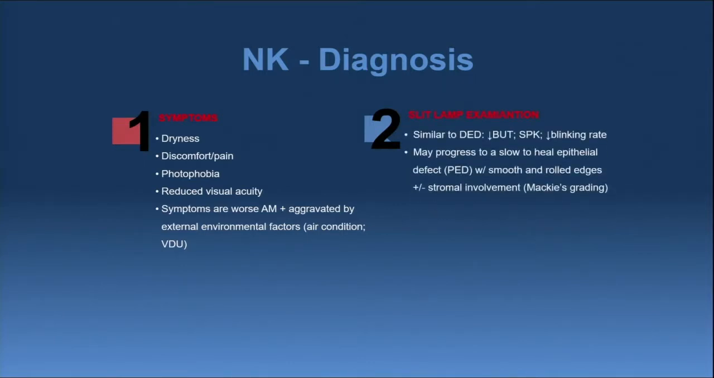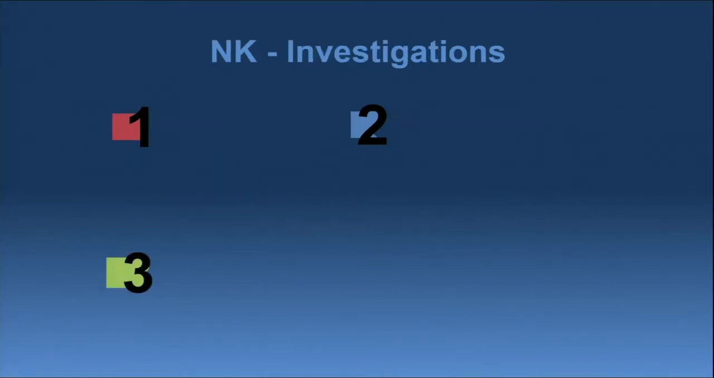In terms of slit lamp examination, again, reduced breakup time, punctate epithelial erosions, reduced blinking rate, and it may progress to slow-healing epithelial defects with smooth and rolled edges, like I showed you on the Mackie classification stage two.